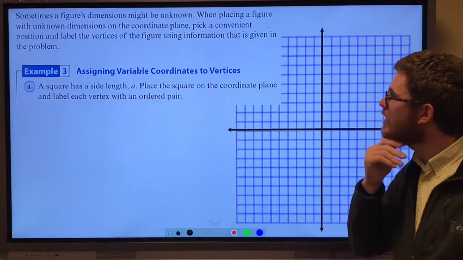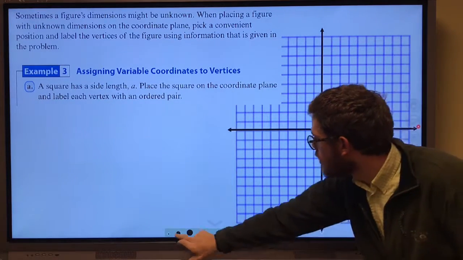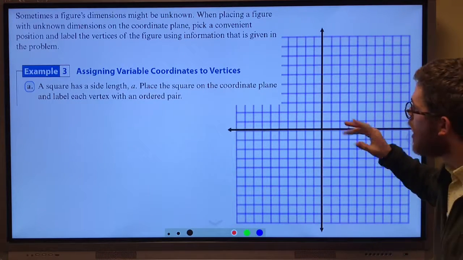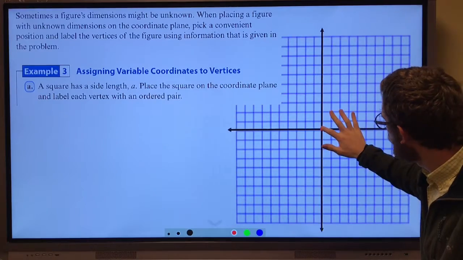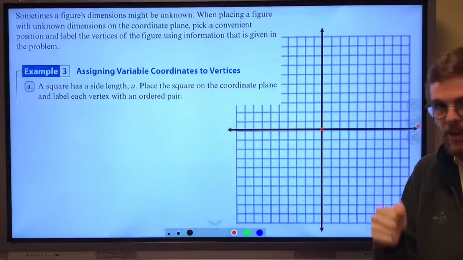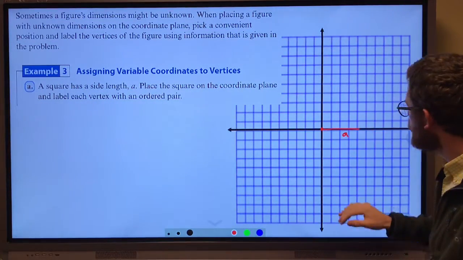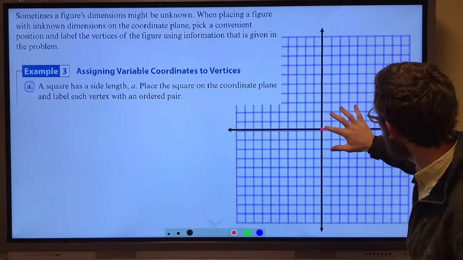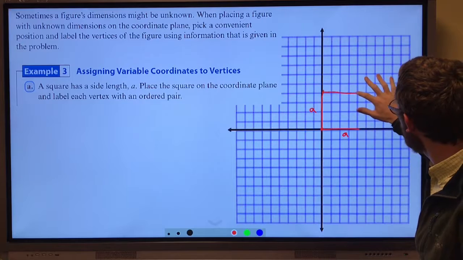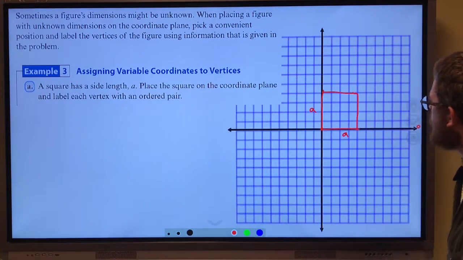Let's take a look here. It says a square has a side length A. Place the square on the coordinate plane and label each vertex with an ordered pair. Okay, so I'm going to put the square right here with a corner, the corner vertex, on the origin. I'm going to let it go out A units, and I'm going to go up A units. And if it's a square, then all the sides have to be the same.